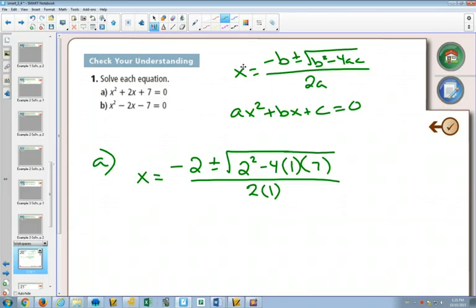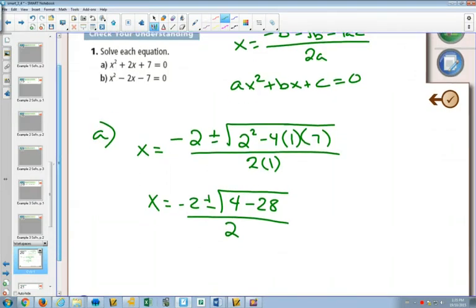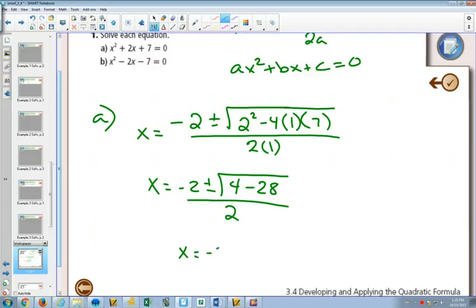Now, as we start to solve it here, 2 squared is 4 minus 28, over 2. What's going to happen inside that square root? We're going to get a negative inside of our square root. That doesn't work. So this question has no solution. It's not possible to solve. Anytime that you end up getting a square root of a negative, that's not possible.